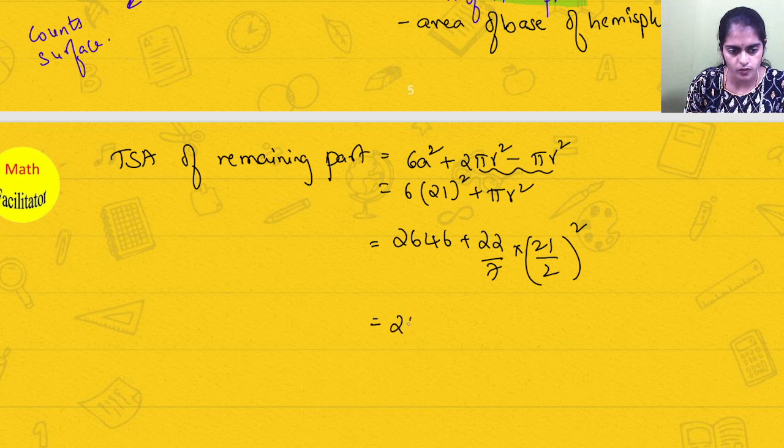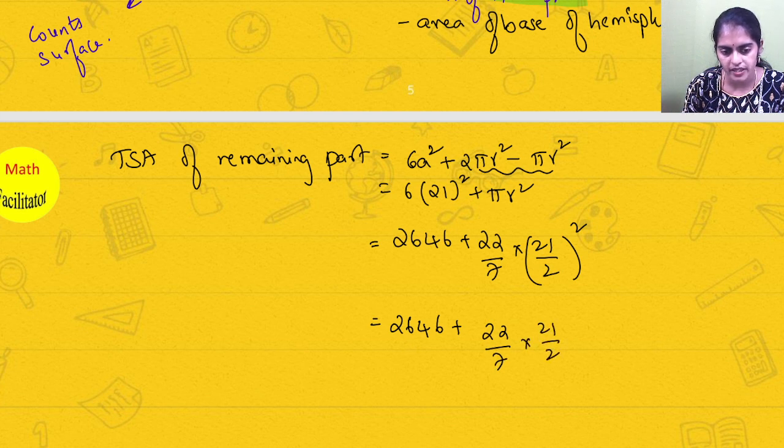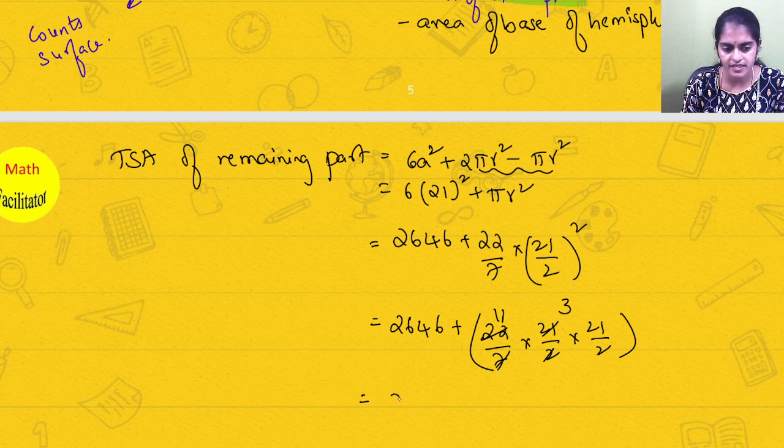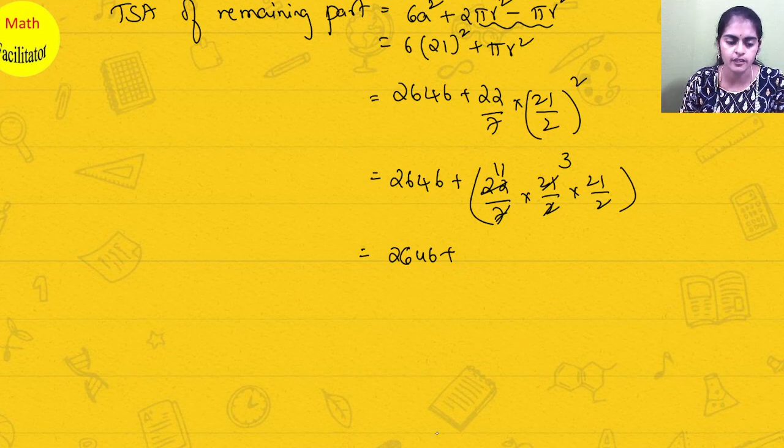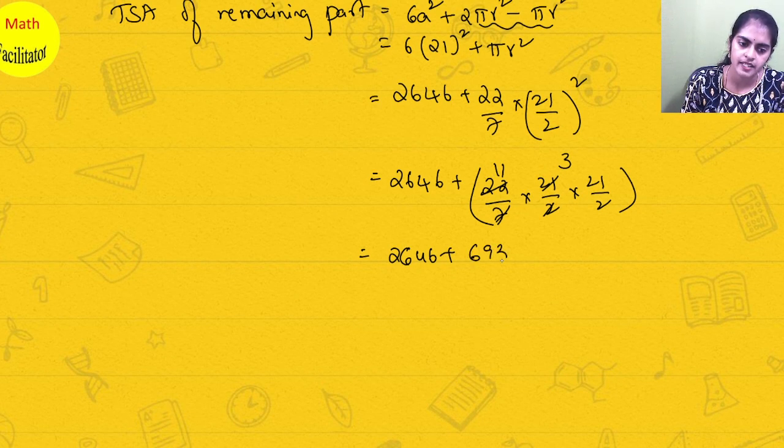Now that is equal to 2646 plus, now this is 22 by 7 into 21 by 2 into 21 by 2. So 7 1 time, 7 3 times, 2 1 time, 2 11 times. Okay, so what else is remaining? 2646 plus 33 into 21, 11 3s are 33. Okay, so 33 into 21 you can do, and divided by 2 finally. Okay, so 33 times 21 will give you 693 divided by 2.